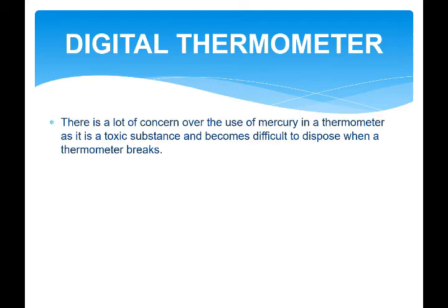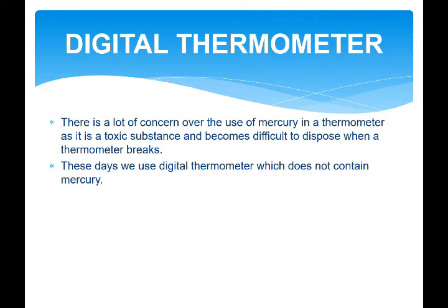Digital thermometer. A digital thermometer is also used to measure the temperature of the human body, and it is used because the mercury in the thermometer is a toxic substance and it becomes difficult to dispose of it when a thermometer breaks. These days we use digital thermometers, which do not contain mercury. It has a plastic body which is easy to use.